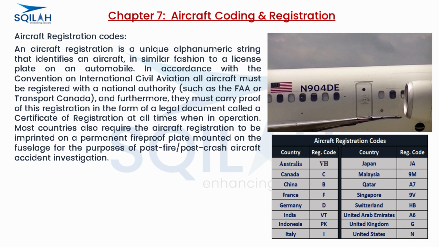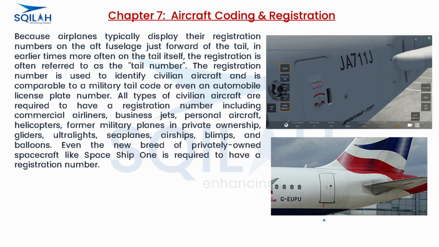Most countries also require the aircraft registration to be imprinted on a permanent fireproof plate mounted on the fuselage for the purposes of post-fire/post-crash aircraft accident investigation. Because airplanes typically display their registration numbers on the aft fuselage just forward of the tail, in earlier times more often on the tail itself, the registration is often referred to as the tail number.